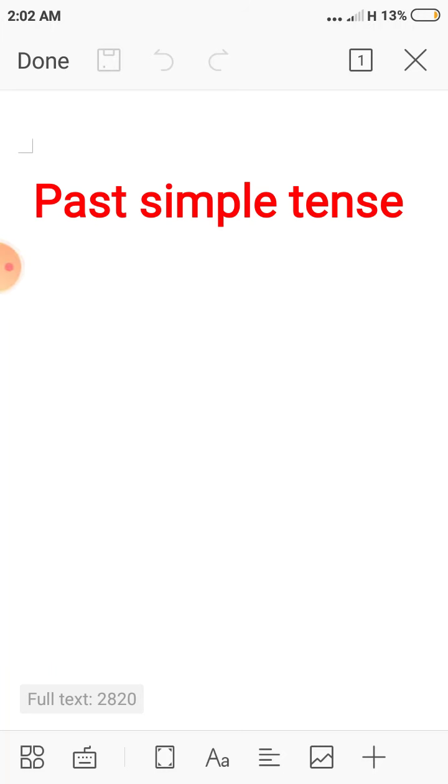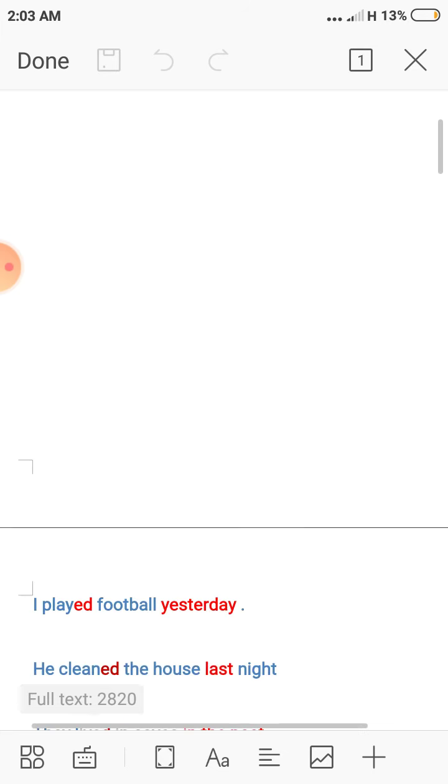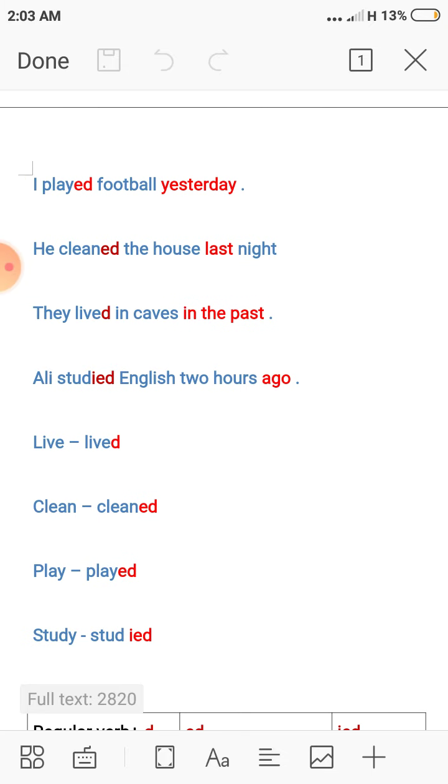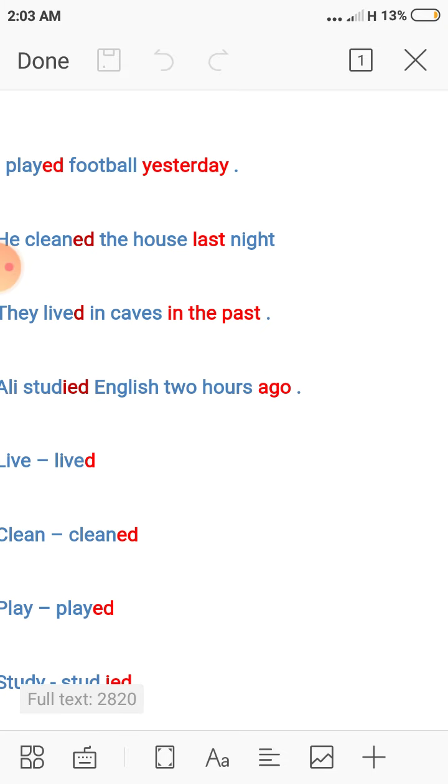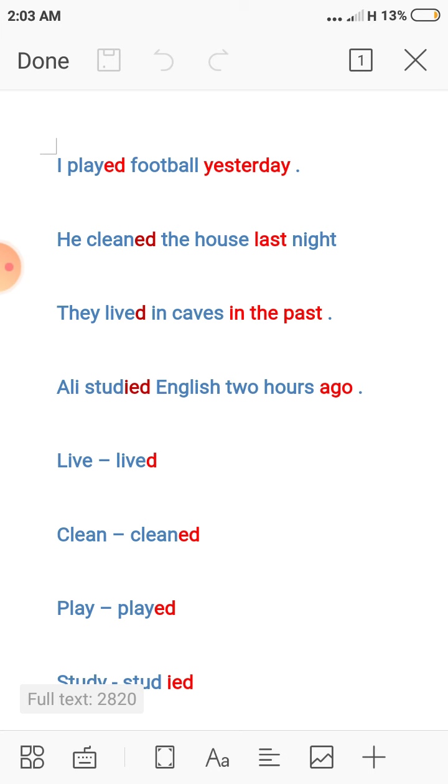Today we are going to explain the past simple tense. Look at these examples. I played football yesterday. He cleaned the house last night. They lived in caves in the past. Ali studied English 2 hours ago.